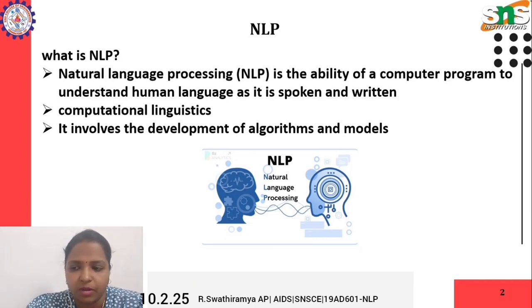NLP is natural language processing. It is the ability of a computer. We are giving the computer the ability to understand human language as it is spoken and written. Natural language is nothing but what we speak. The language can be anything: English, Tamil, Malayalam, anything like that. It's a component of artificial intelligence. We are giving the machine the ability to understand what we speak, and they try to regenerate it like how humans do. This is the basic concept of NLP.